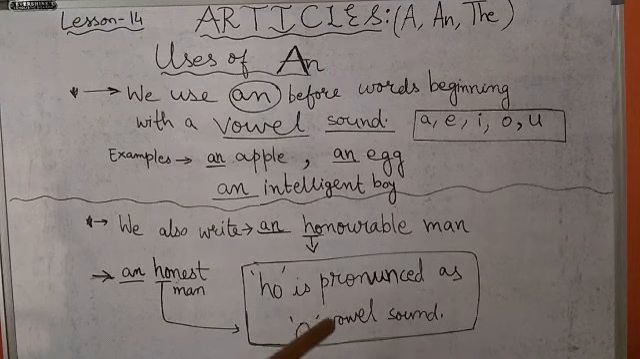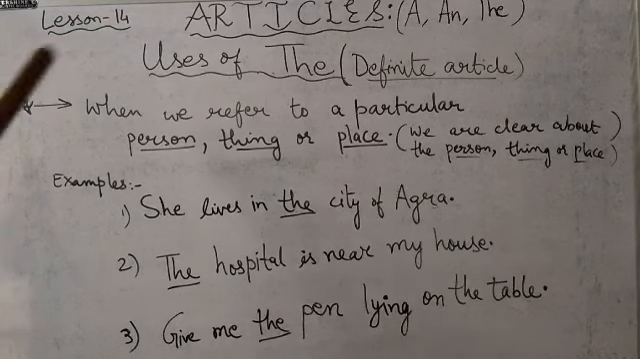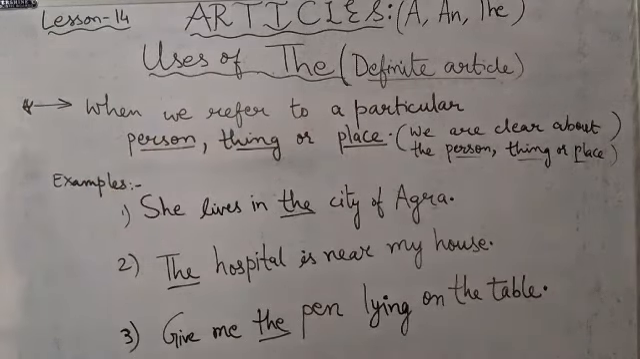So according to the vowel sound, we have to use an. Students, here also we have to maintain the vowel sound. Students, we will study about uses of the. As I told you, the is a definite article. So what is the first rule of the?